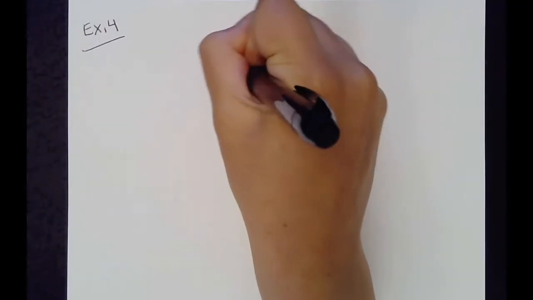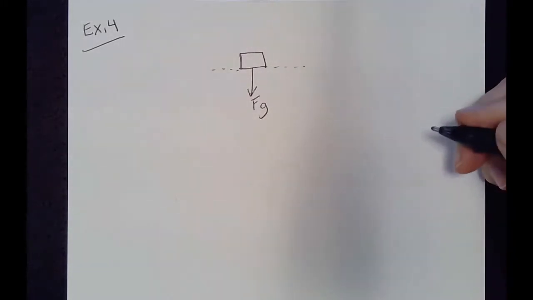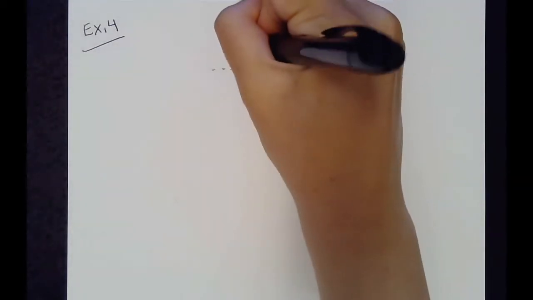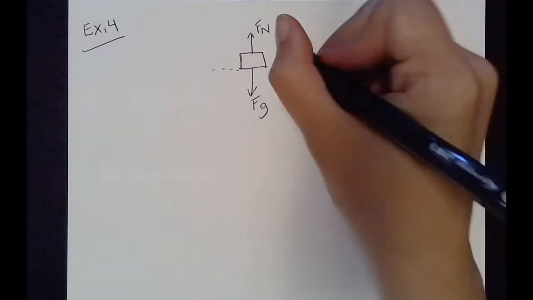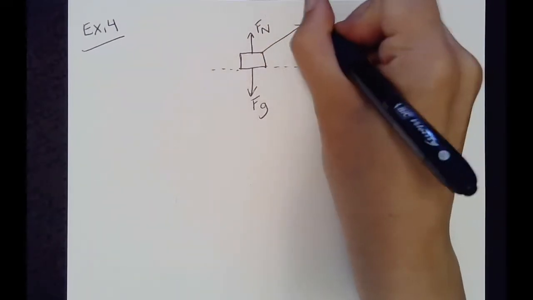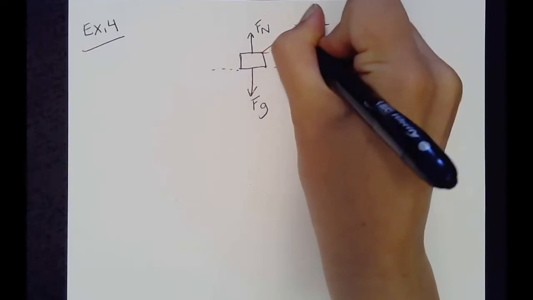So let's begin with a free body diagram. Here's the suitcase. We always have gravity. It's on a ground. You don't have to draw the surface, but you can if you like. Then we have the normal force, which acts perpendicular to the surface. It's being pulled, so I'll draw an applied force here at an angle of 20 degrees.